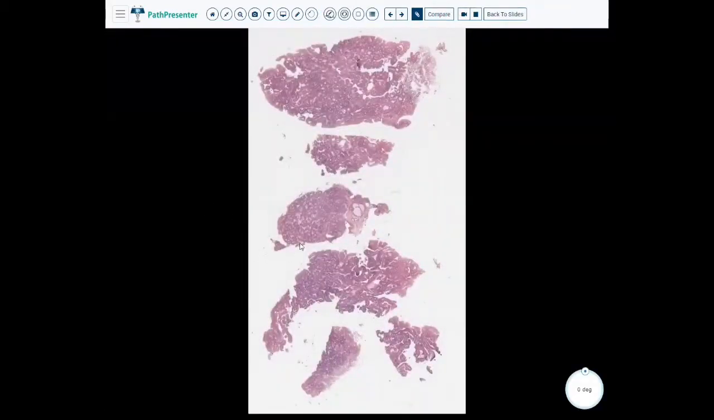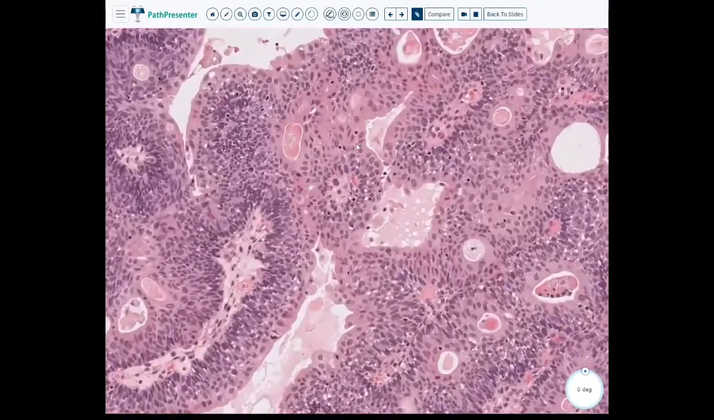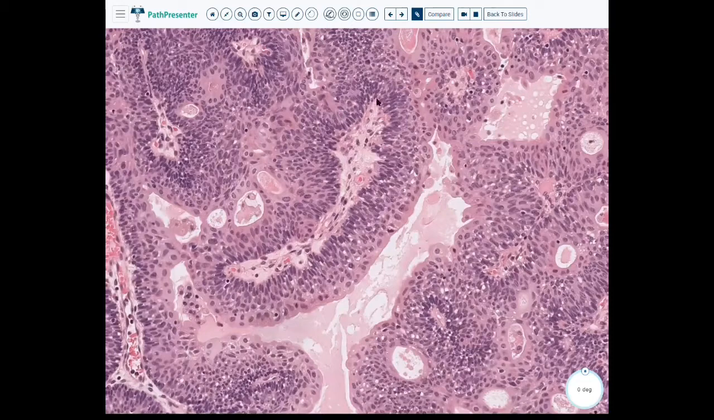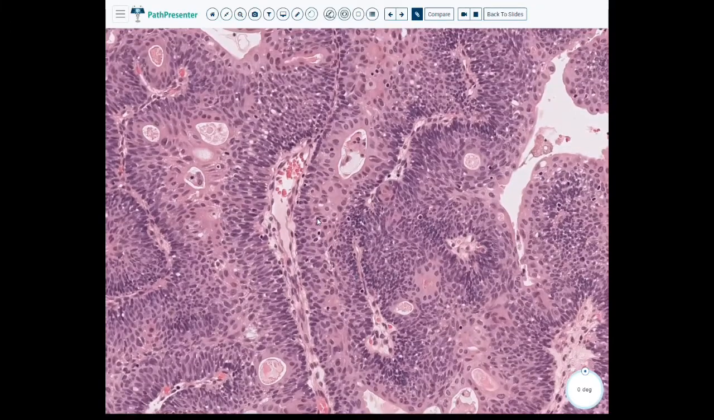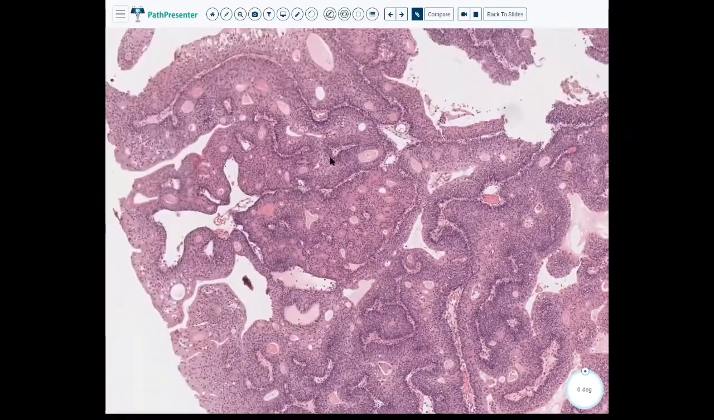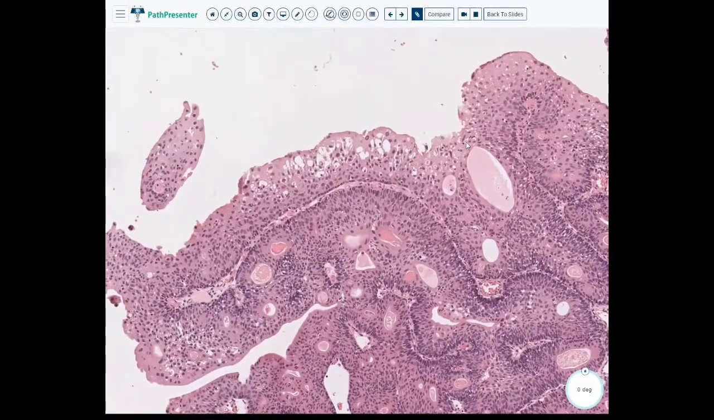Case 7. So at low power, this looks very similar to our inverted type lesions that we've looked at already, where we have these cord-like areas that are very blue, and then these lighter pink areas in between. And if we go in, that's exactly what we're seeing. Again, the peripheral palisading. Okay. So what are we hunting for in here? Well, we're looking for atypia and disarray, and I think we definitely have that.